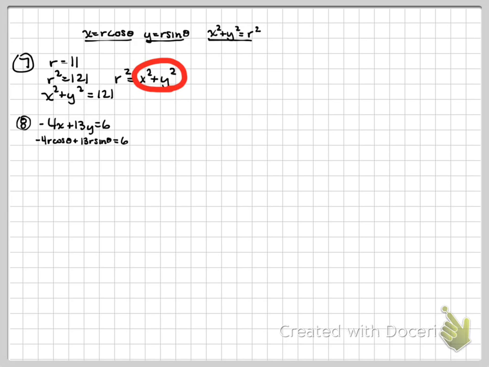It doesn't always happen that way, but that's the goal. So if I look at this, I now have negative 4r cosine theta plus 13r sine theta equals 6. I can factor out an r from both terms. And what I'm left with is r times negative 4 cosine theta plus 13 sine theta equals 6. If I divide both sides by negative 4 cosine theta plus 13 sine theta, I get r equals 6 divided by negative 4 cosine theta plus 13 sine theta. My r is isolated, and so now I've converted that equation. And it's done. Once you get r by itself, you're pretty much done.